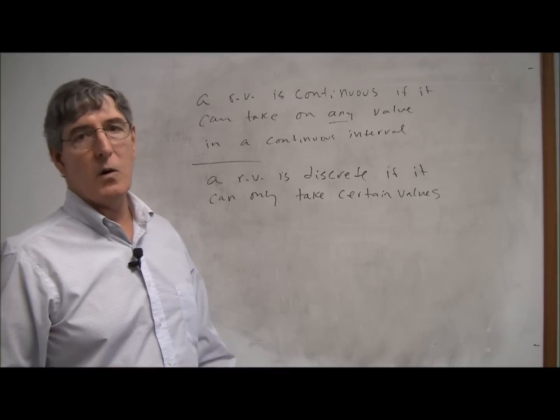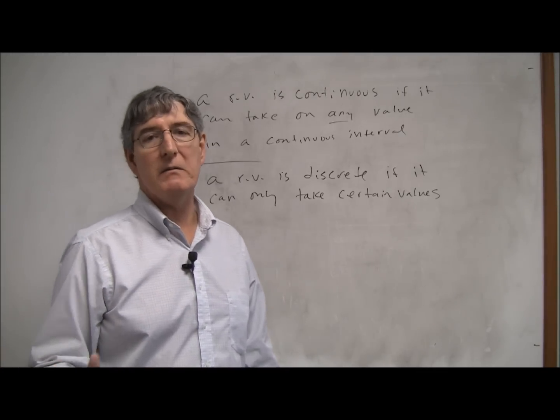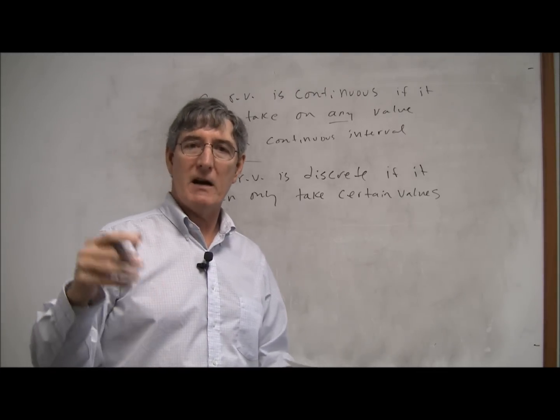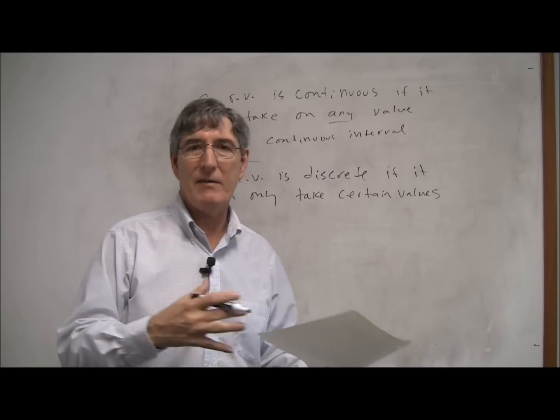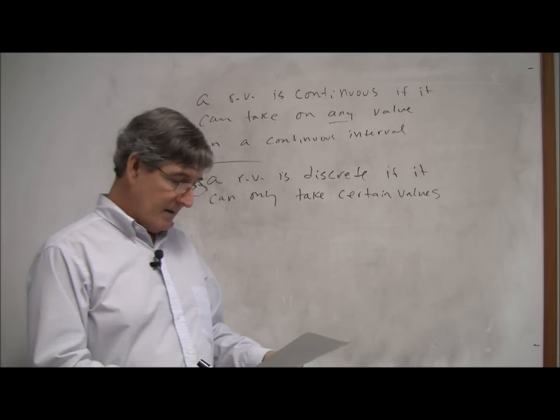So the roll of a die is a discrete random variable because the outcomes, the values of the random variable, are 1 through 6. You can't have anything between those values.